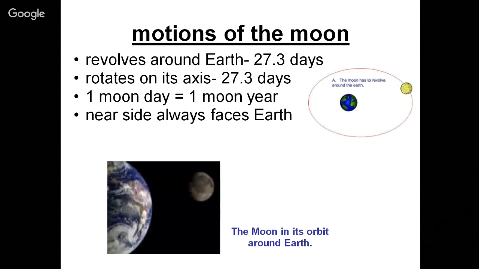So one moon day is equal to one moon year. A moon year is the amount of time it takes the moon to revolve around the Earth. A moon day is the amount of time it takes the moon to rotate. Remember those differences between rotation and revolution. Rotation is spinning around, revolution is one object moving around a second object.